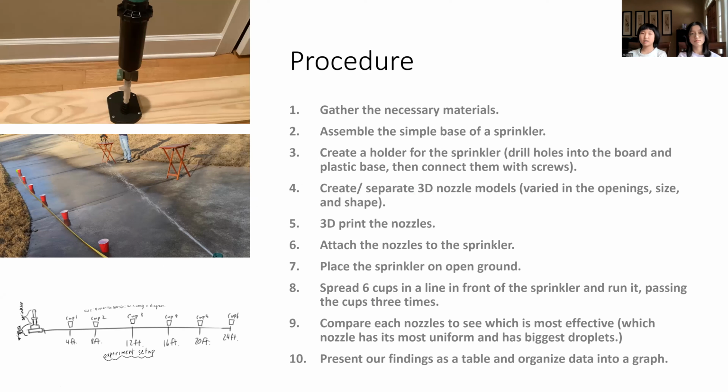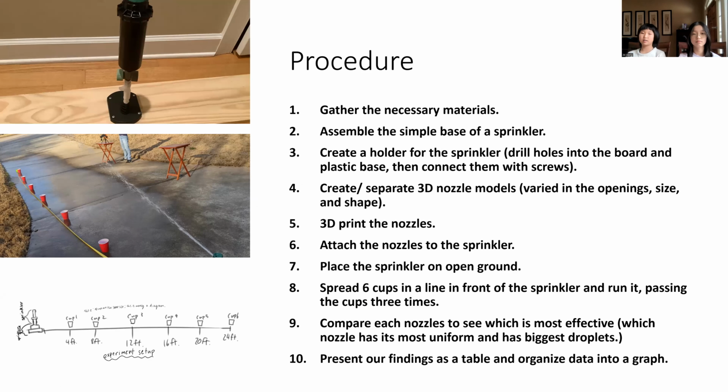So our procedure is to first gather the necessary materials, then we'll assemble the simple base of the sprinkler. After that, we'll create a holder for the sprinkler, and then we'll design and 3D print the nozzles. As you can see, our sprinkler and the holder can be seen in the first picture on the top.